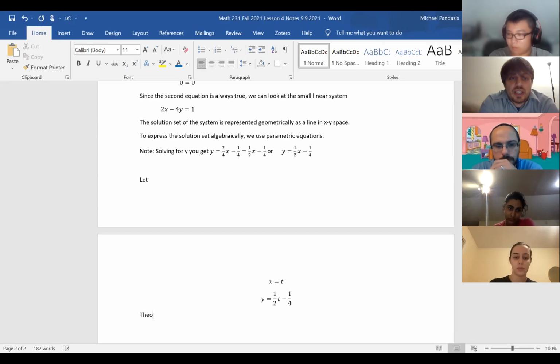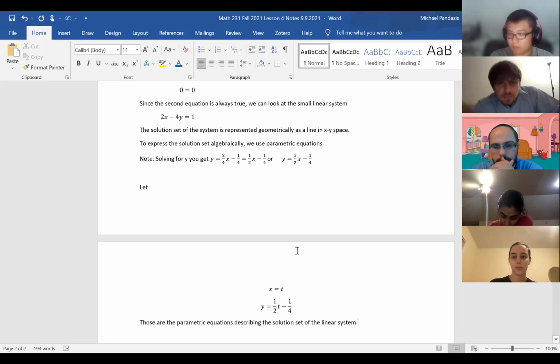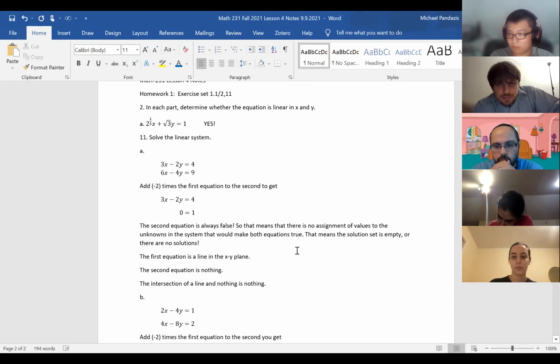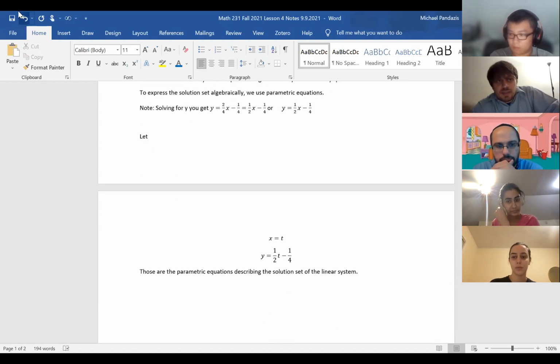Okay, so those are the parametric equations describing the solution set of the linear system. And so that's the solution to 11b. I mean, it's 11a and 11b. And so that's good with the homework.